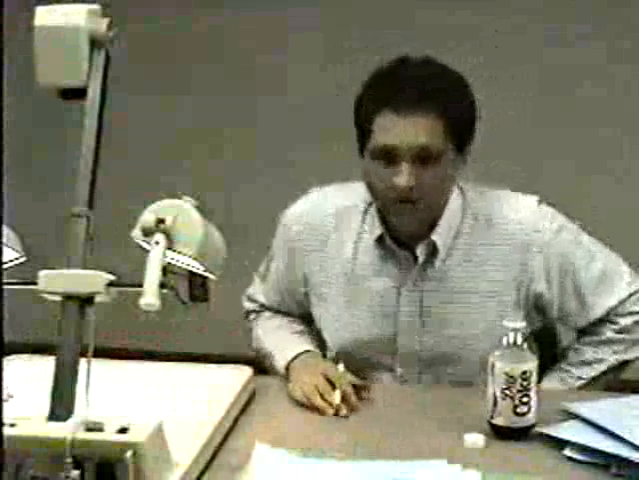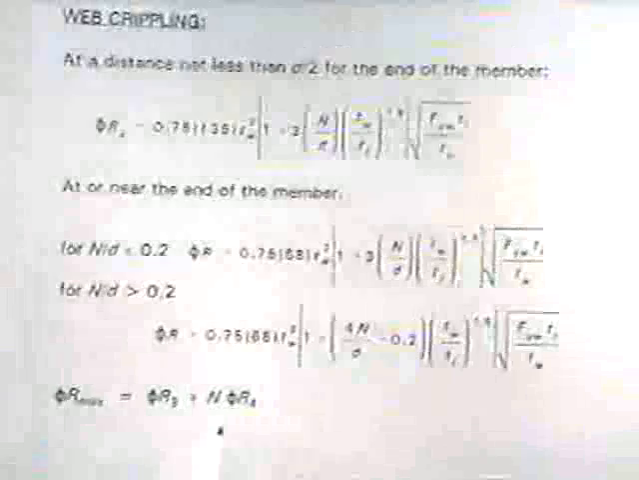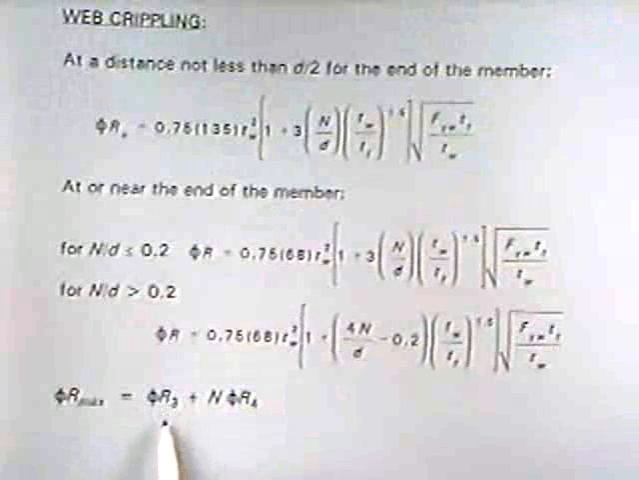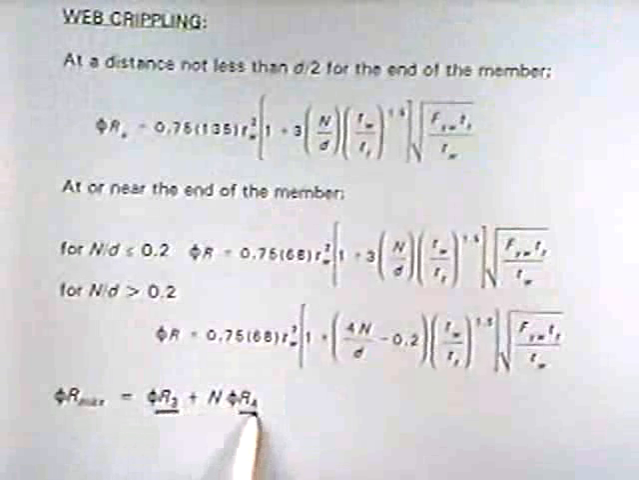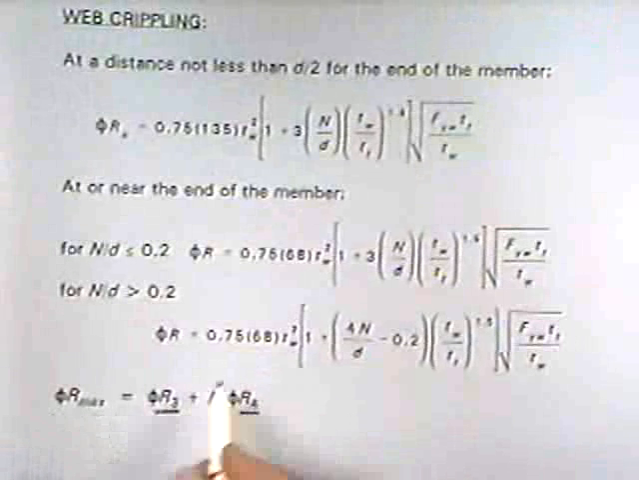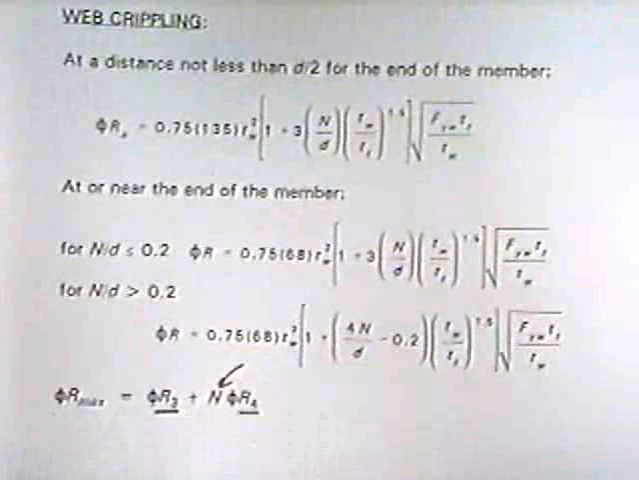Web crippling, the equations are a little more involved, too involved to get into for this exam. Again, rely on the simplification that's given at the bottom of the load tables, this R3 and R4. All you've got to do then to come up with the strength is plug in your bearing length.